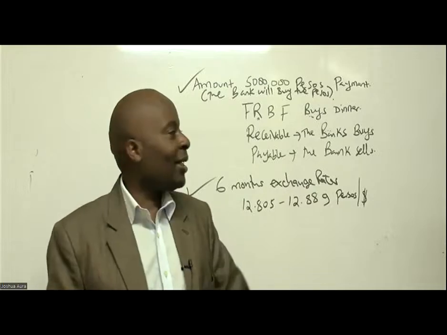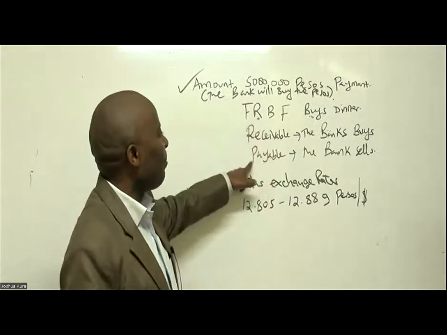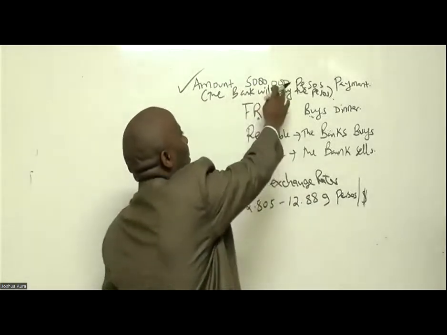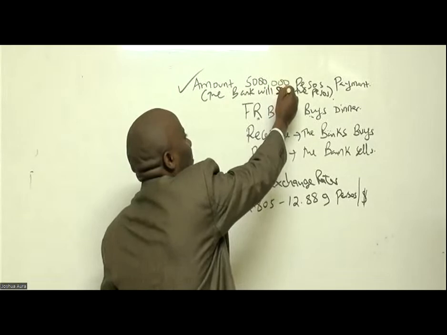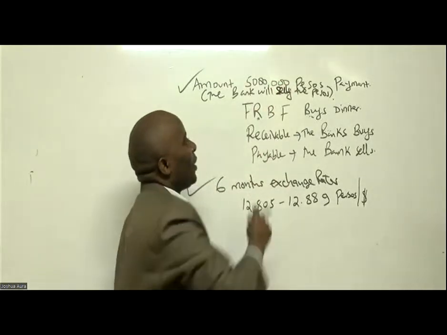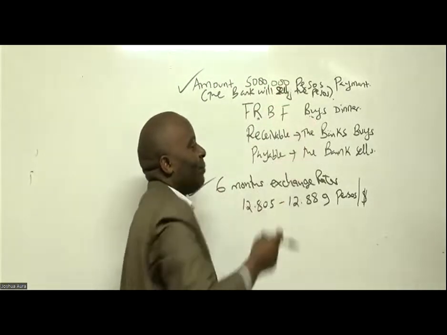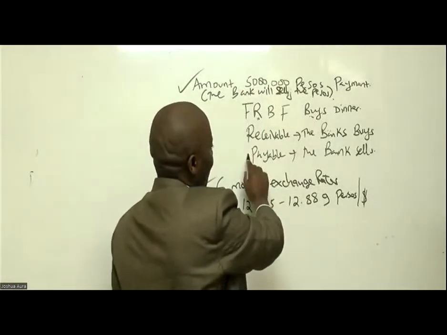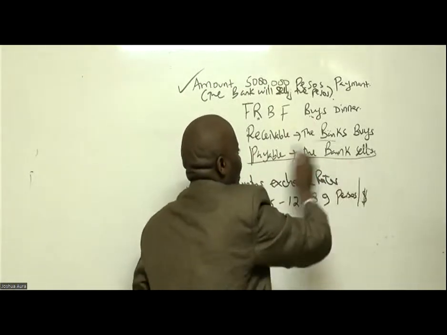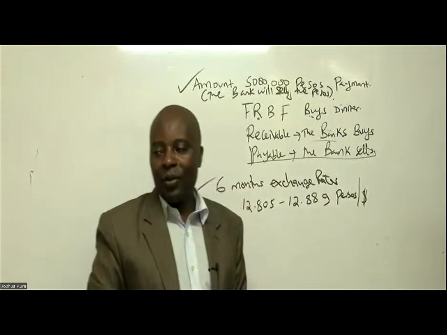I can see these are payments. Sorry, I made a mistake here. This is a payment, so the bank sells. Thank you very much, Jimmy. The bank sells, yes. It's a payment, it's a payable. Sorry for that. In this case, you can even highlight this: the bank sells.